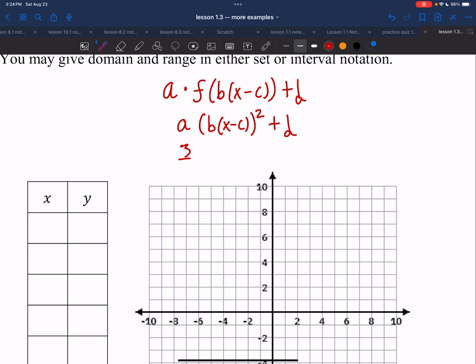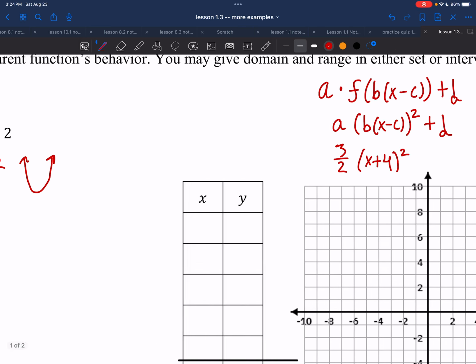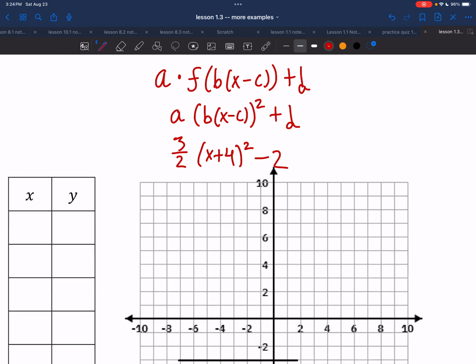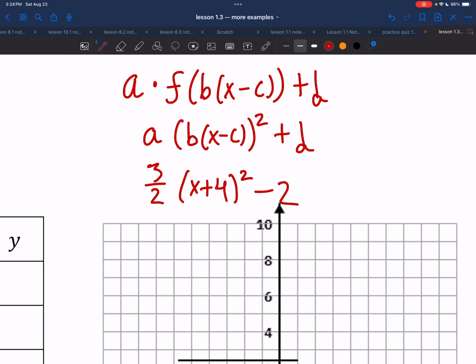So I'm going to say 3 halves, x plus 4 squared, and then a minus 2 at the end there. See, the reason I like this is it kind of lines up your A, B, C, D. I'm hoping that you can see that the 3 halves is present on the outside of these parentheses here. That means that's the A value.